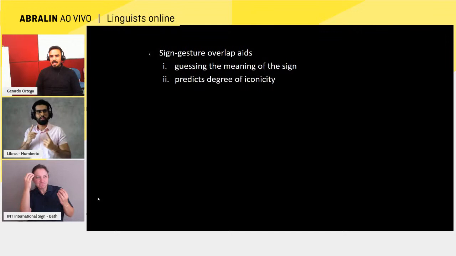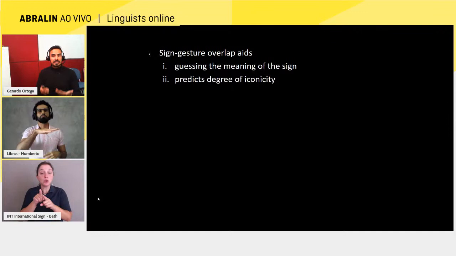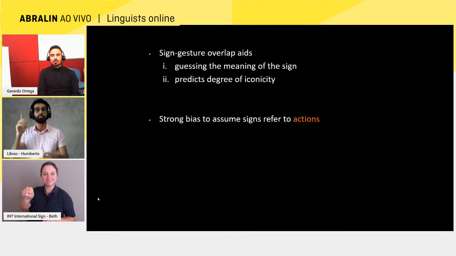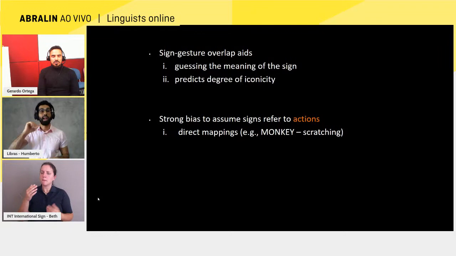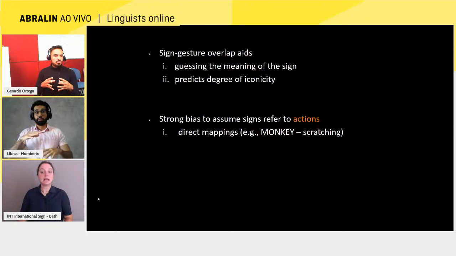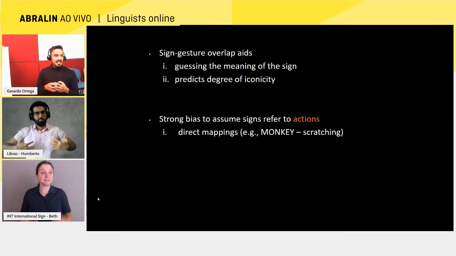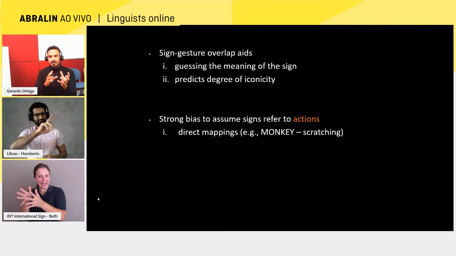Another really important thing here is that the overlap between sign and gesture really helps predict the degree of iconicity. The more a sign looks like a gesture, the higher the iconicity rating people are going to assign. We also find that there was a strong bias to assume that the signs refer to actions. Some of the things that we noticed is that our participants tend to make direct mappings to the sign. So this is the sign for monkey, which is similar in many sign languages. And our participants, instead of saying that it was monkey, made a direct mapping. So they referred to scratching.